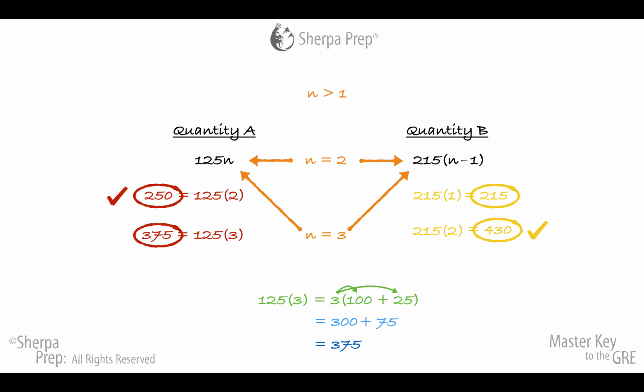And remember, anytime you have more than one relationship between the quantities, like here, A was bigger than B, and then we saw that B was bigger than A, that means you don't have enough information to answer the question, and that's why in this case, the correct answer is D.